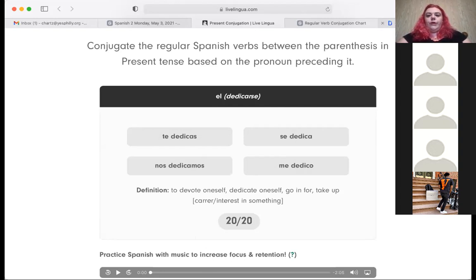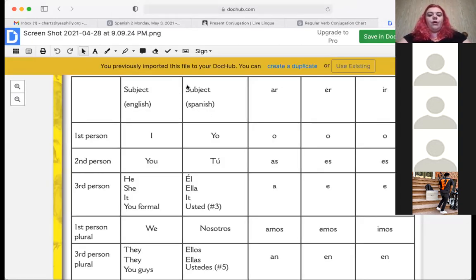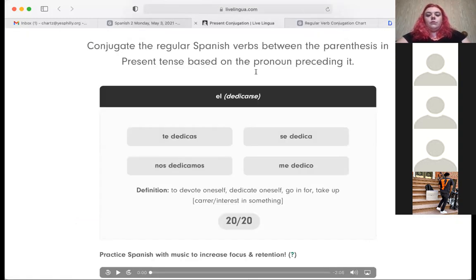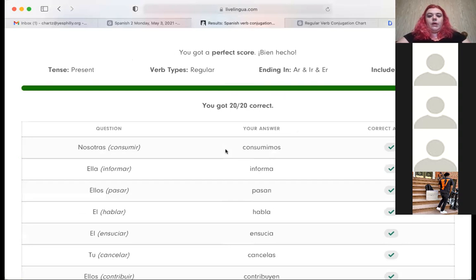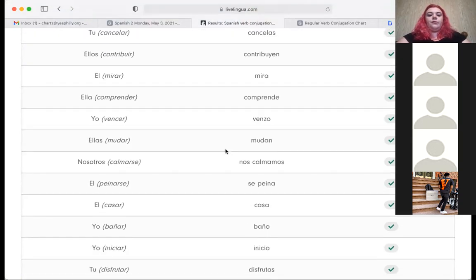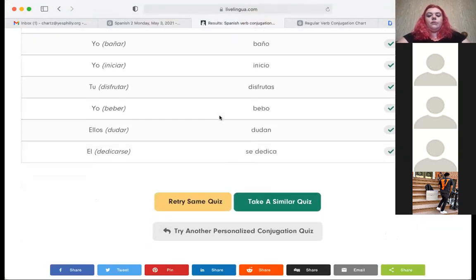We can go to our chart here, and we're going to go to our subjects. And we're going to go down, and we say él, right? It's an AR verb, dedicar. Let's go over. It's going to be A. So it's going to be dedica, right? Well, let's see our results. I don't know if it's going to let us, but yep, we got 20 out of 20 correct. So good job, guys. We did good.